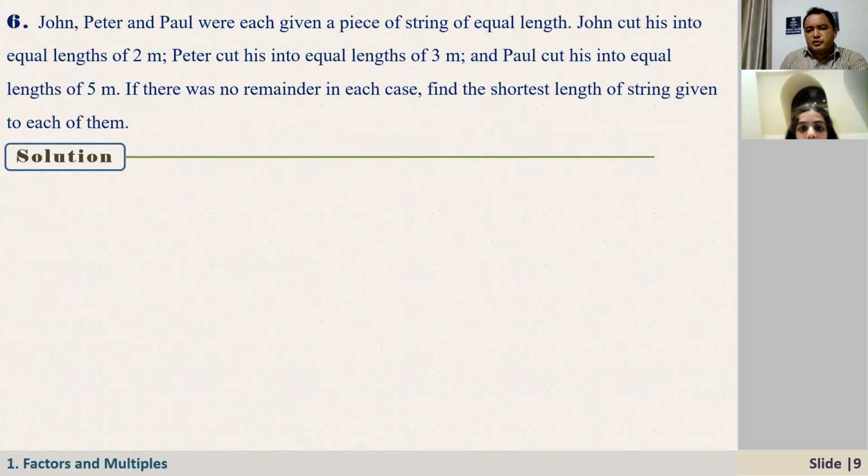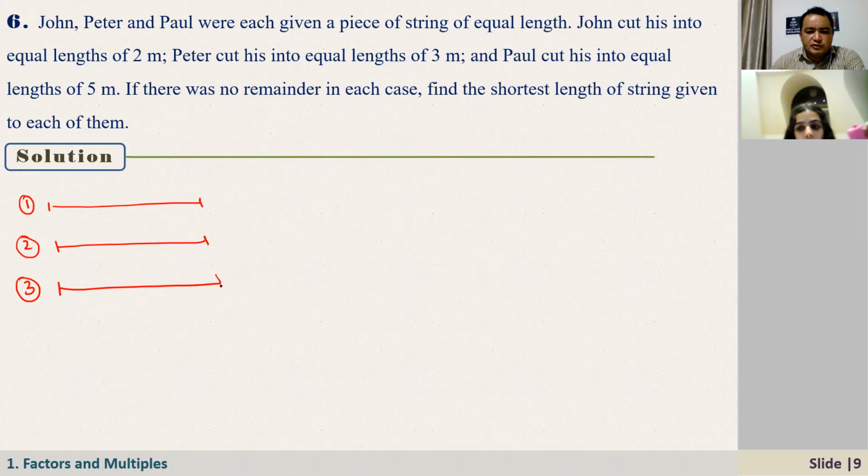Okay, to solve this question, usually this kind of question we need to draw a picture, right? So we are talking about 3 people. Let's say the first guy, John, a second guy, Peter, and third guy, Paul. And everybody has a piece of string, and the lengths of these strings are the same, right? So that we can visualize what's going on here. It says that John cuts his into equal lengths of 2 meters. So he cut it into some pieces, I don't know how many, but each one is 2 meters.